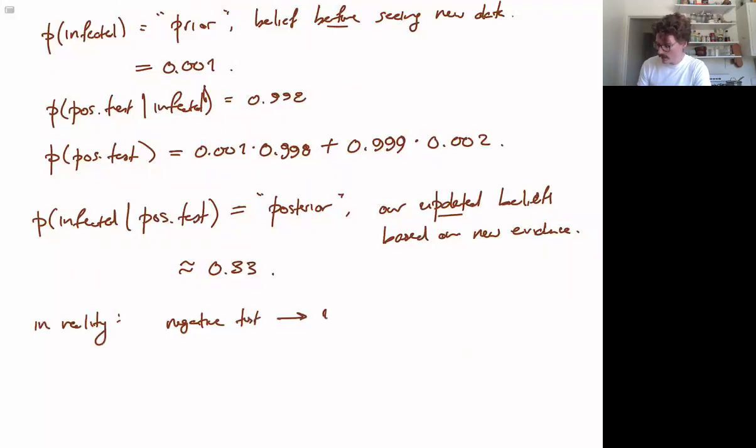So a negative test, you can interpret that to mean that you're uninfected. We didn't calculate that right here, but that's another application of Bayes' theorem. If you want to check that yourself, if you compute the probability that you're uninfected given that you test negative, then you'll find that it's extremely high. On the other hand, a positive test, what does this mean? Well, we've seen that it's likely that you're still not infected. So you don't conclude that you're infected, you just say that more testing is required to find out what's really going on.